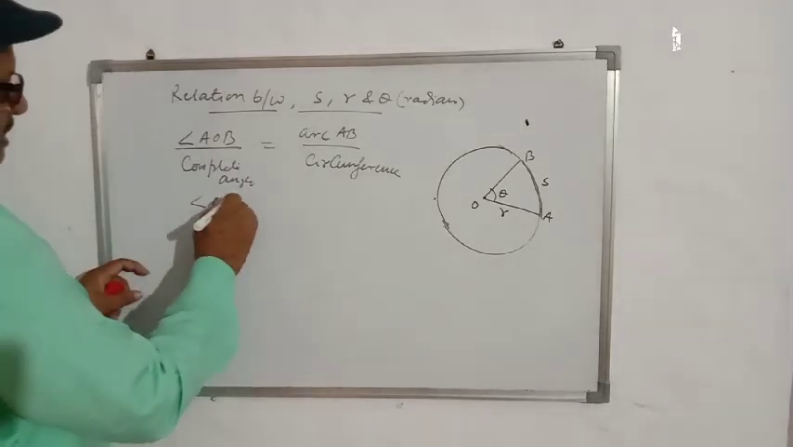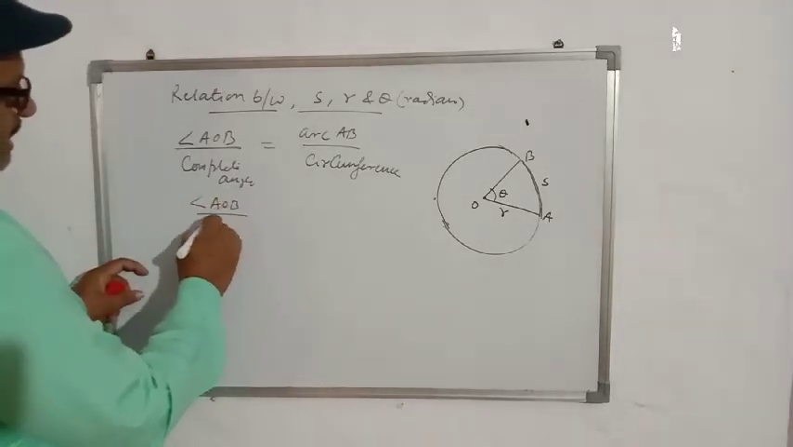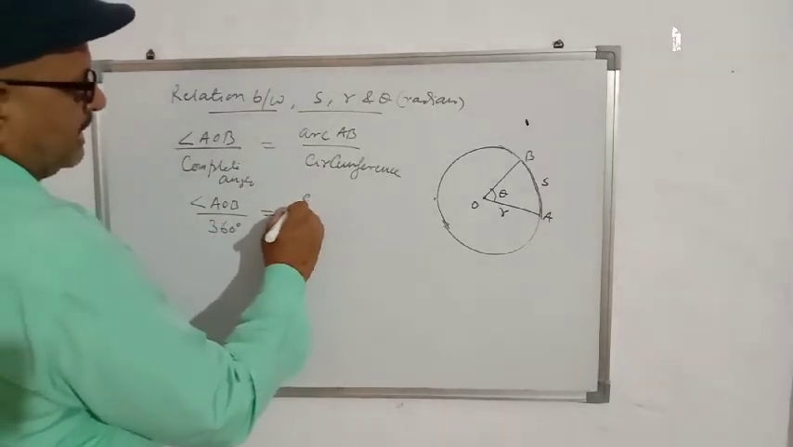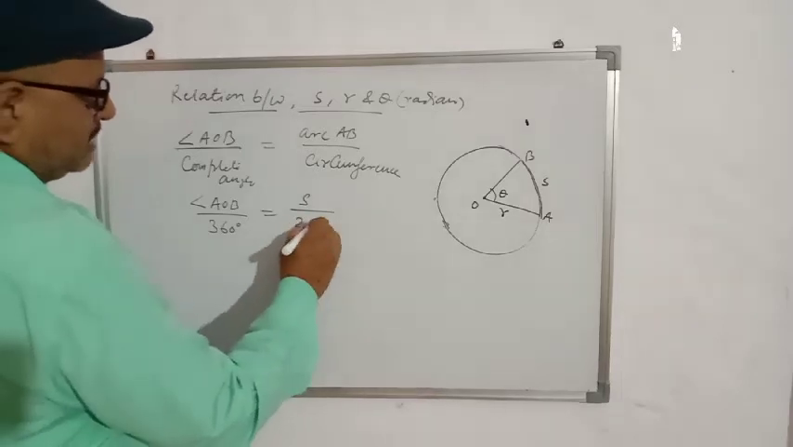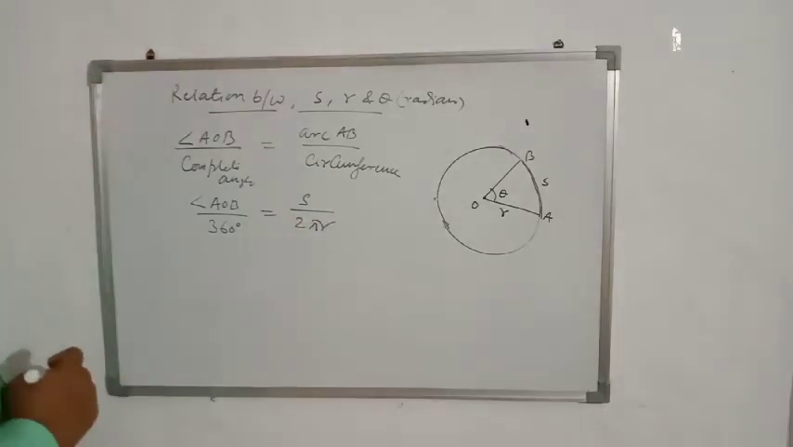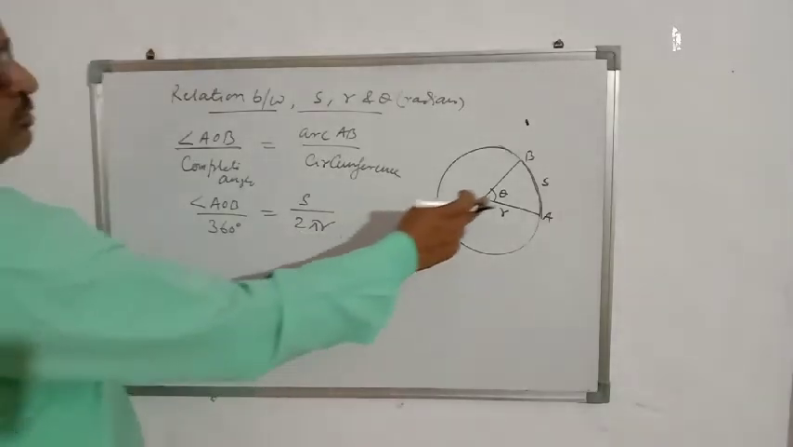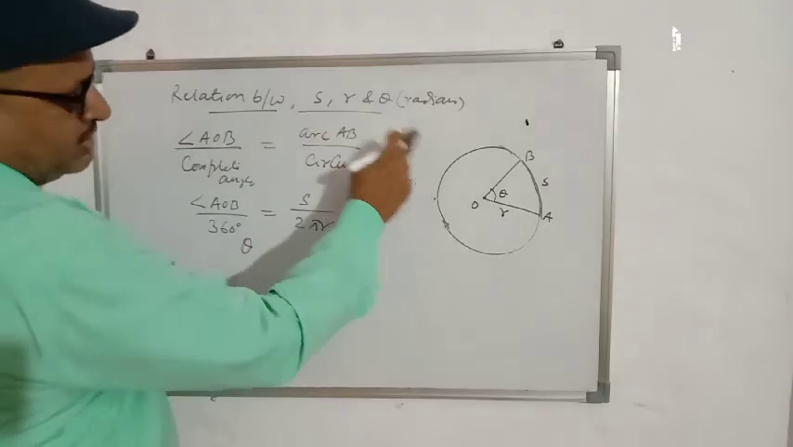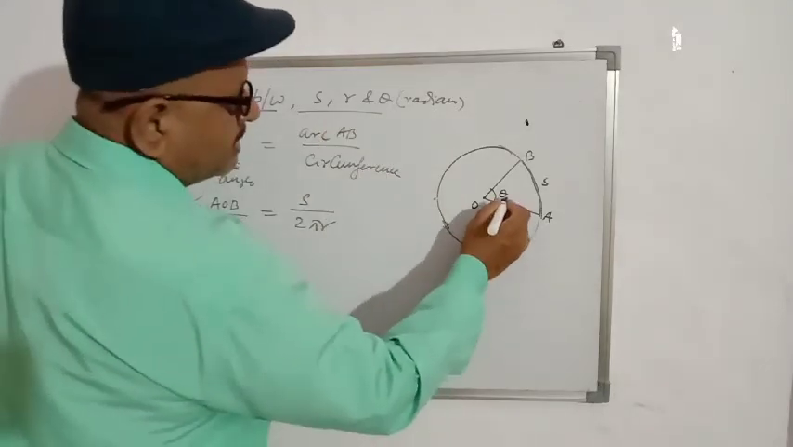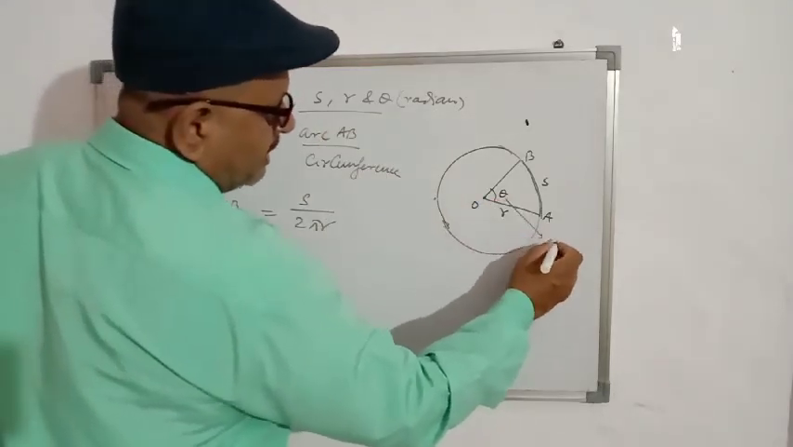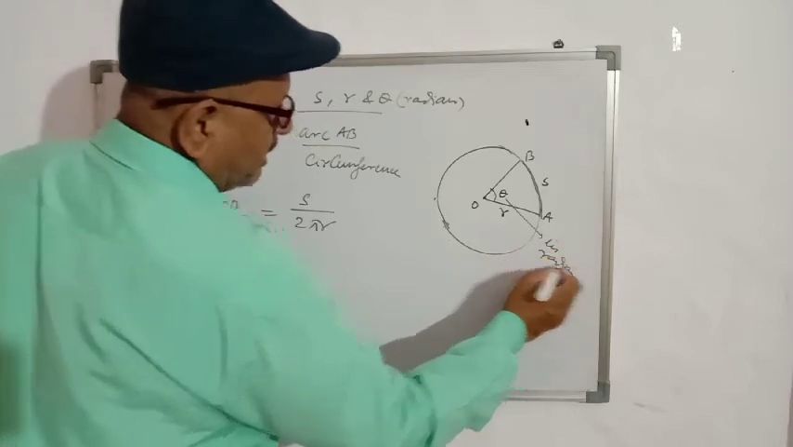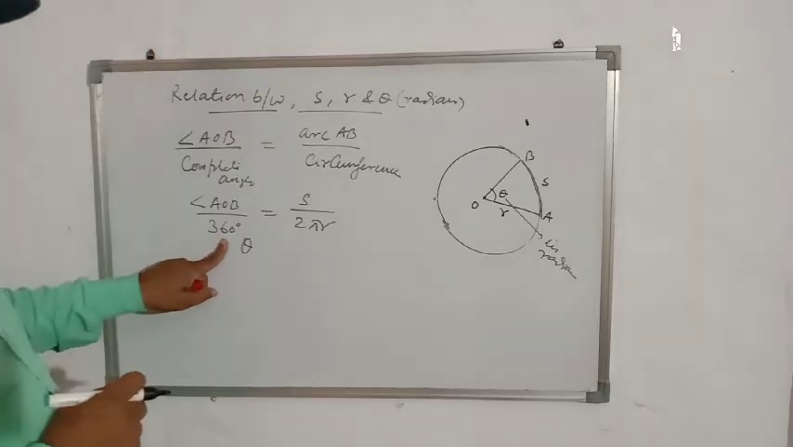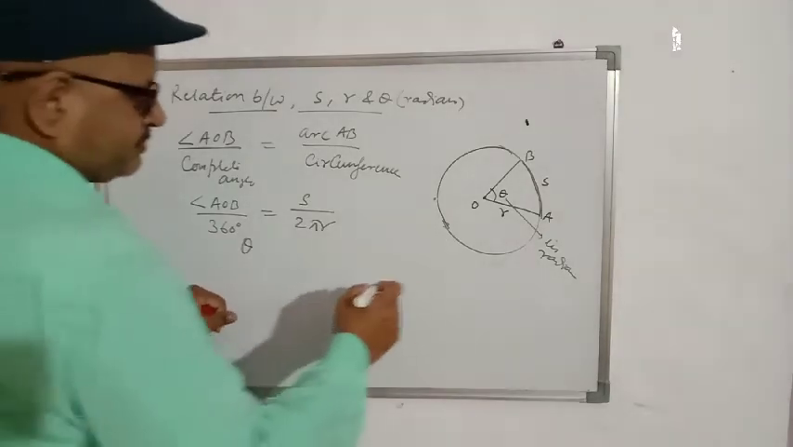Angle AOB, the complete angle is 360 degree. Arc AB is S and circumference is 2 pi r. Angle AOB is what? Theta. Theta is in radian. And this 360 degree is given in degree. So we have to change 360 degree into radian.